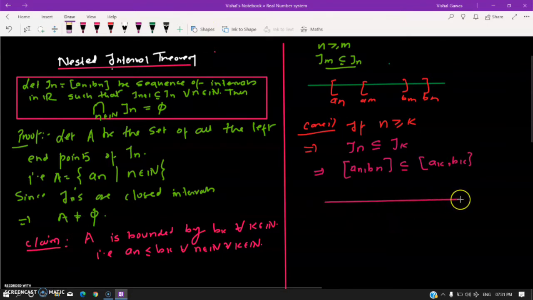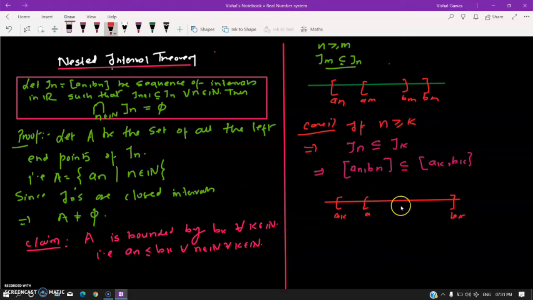Let's understand this with the help of a figure. Always keep a figure in front of your eyes. What we have here is ak, bk, and then an and bn inside that. Therefore ak is less than or equal to an, which is less than or equal to bn, which is less than or equal to bk. Let me name this as 1. From here it is clear that all the An's are bounded by the bk's.